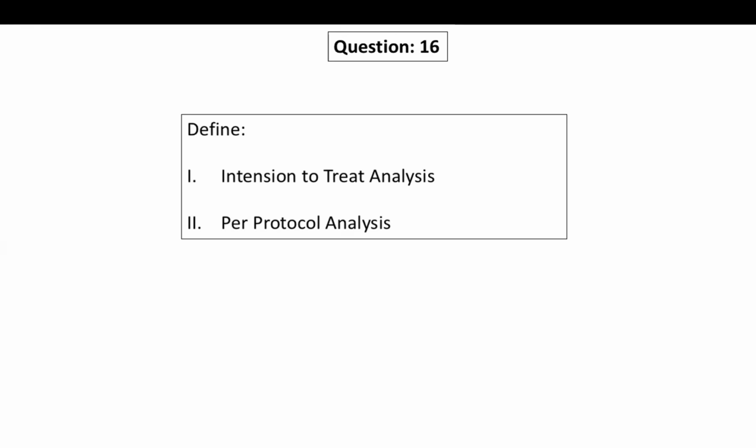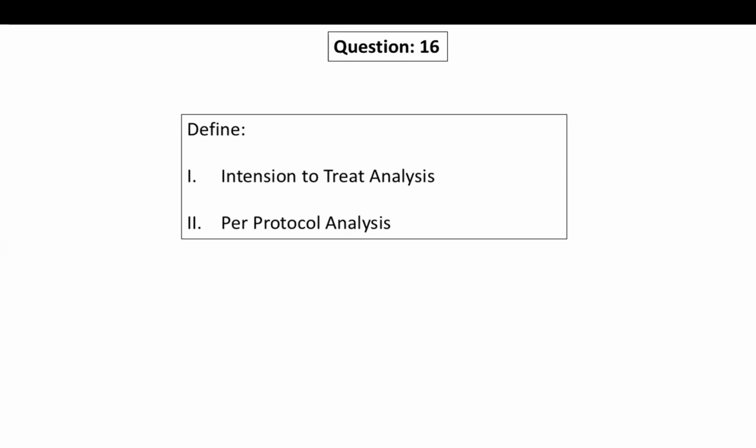Then what is per protocol analysis? Per protocol analysis includes only those participants who have completed the trial. So we are rejecting the participants who have not completed the trial as per protocol. We are including only the participants who have completed the treatment as per the protocol. What is the significance of per protocol analysis? Per protocol analysis shows the true efficacy of the intervention.